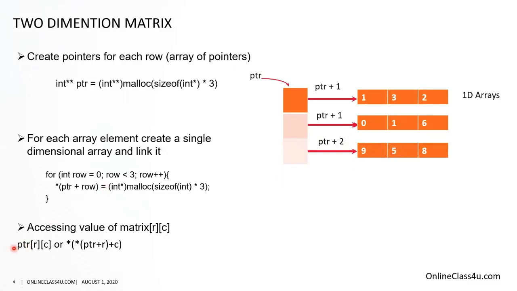So there are 2 ways of representing it. One is the array way, a simplistic way, ptr[r][c], or I can dereference like this: star of star of ptr plus row, let's say consider it is 2, and then plus column. This is how you can create dynamic memory for a 2-dimensional array. If you learn this technique, you can use it for a 3-dimensional array or an n-dimensional array.